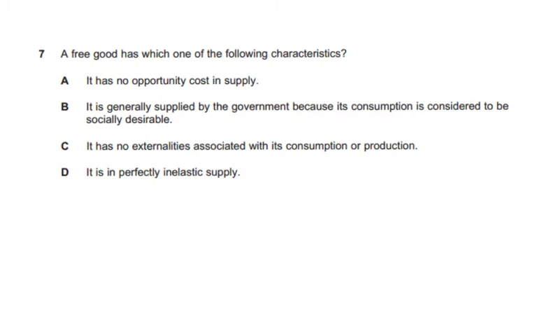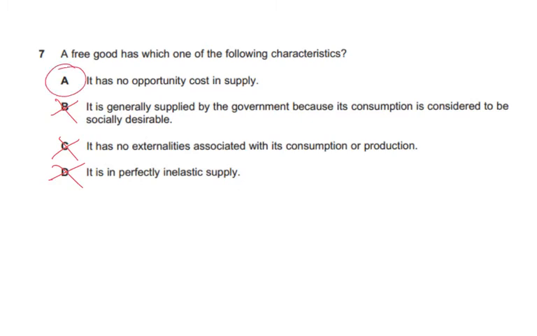One, again, that would need a little bit of thought here before you rush straight in. First of all, which ones can we eliminate? We can eliminate B and C. Generally supplied by the government because its consumption is considered to be socially desirable. That's a merit good, not a free good. It has no externalities associated with its consumption or production. That doesn't make it a free good. There are many goods that don't necessarily have externalities associated with them. That doesn't make them free. If it's perfectly inelastic supply, then that means there is only a fixed and single amount of that good which is available, so it's not that one, and that leaves us then with A.